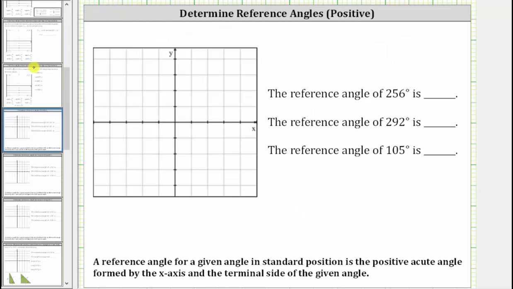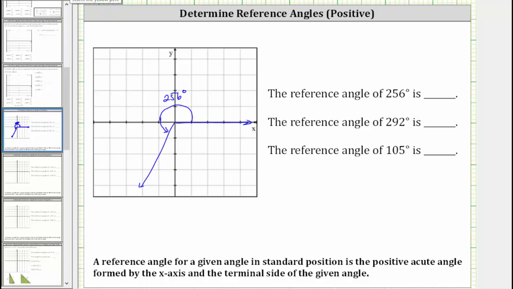Going back to our problem, let's first sketch 256 degrees in standard position. We begin along the positive x-axis and rotate counterclockwise 256 degrees. Well, if we rotate to the negative x-axis, this should be 180 degrees. Because we want to sketch 256 degrees, we need to rotate another 76 degrees past the negative x-axis. So the terminal side would be approximately here, and therefore this is the angle 256 degrees in standard position.